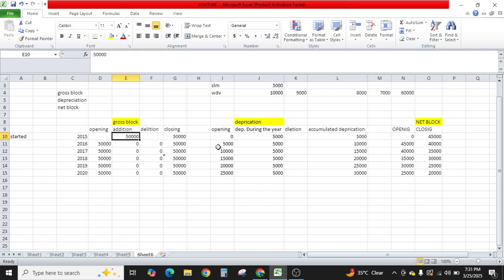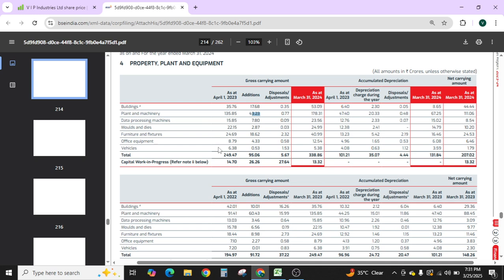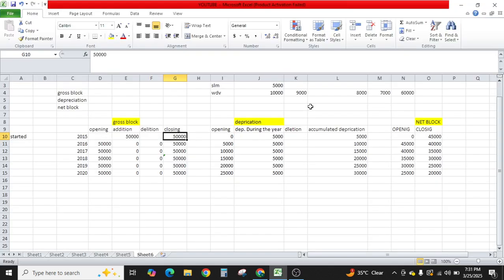Which we have done here in addition. Now deletion means what they are selling. If they are selling any asset, like maybe the old assets which they need to sell, which are of no use now, so these are this thing. Now how does this 53.09 come in our formula? It was opening plus addition minus deletion, which will be this.